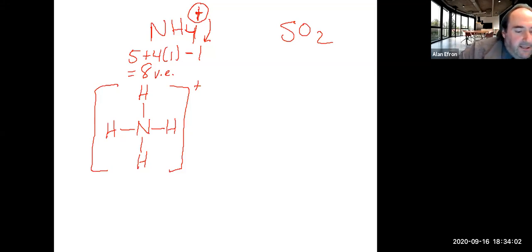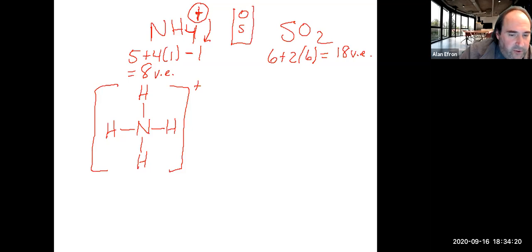Let's take a look at the next one. Sulfur is group 6, and we have 2 oxygens, which also happen to be group 6. That's going to give us 18 valence electrons when we look at it. Again, looking at sulfur and oxygen, they are in the same group. So it looks like this.